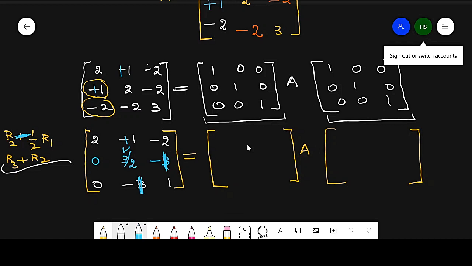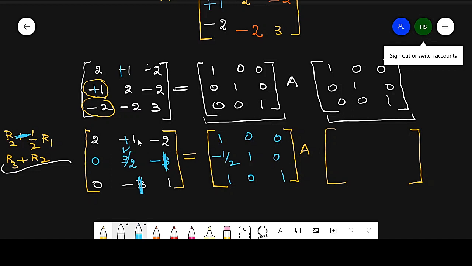Now I apply this row operation on the identity side. First, write 1, 0, 0, the first row. Second is R2 minus 1 by 2 R1, so this will be minus 1 by 2, 1, 0. And third is adding this term, so here it is 1, 0 and 1. So this will become this kind of matrix.